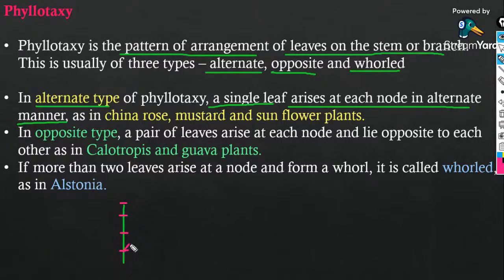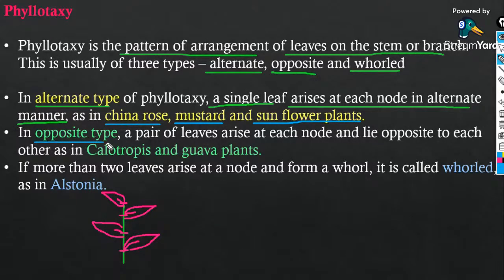You imagine. From this node, the leaf would be in this direction. From this node, the leaf would be in the other direction. This is another node, from here, this direction. So from each node, only one leaf would be arising. Examples for alternate phyllotaxy are China rose, mustard, and sunflower.